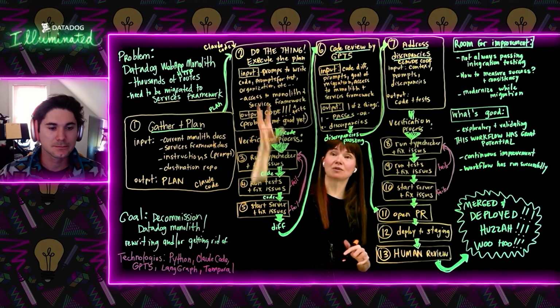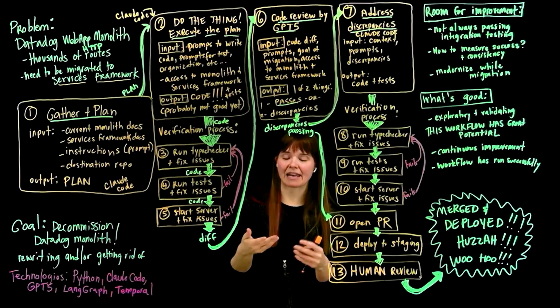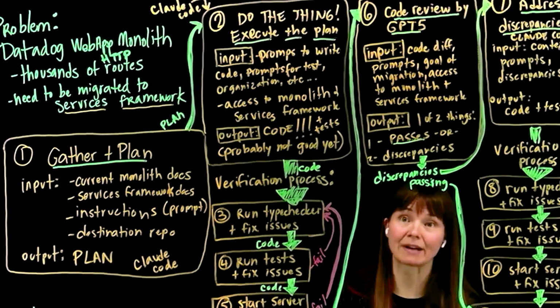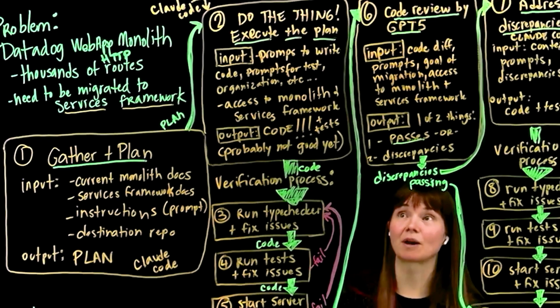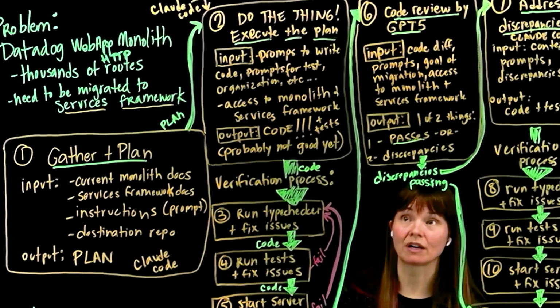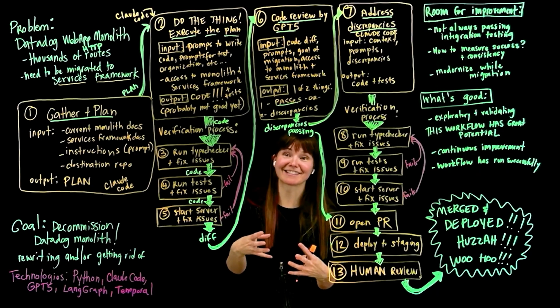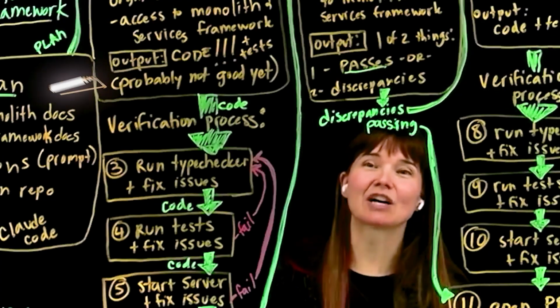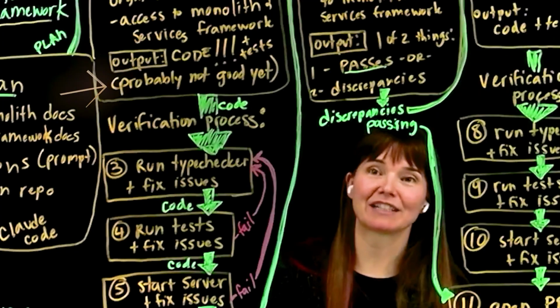So now step two receives that plan, and it also receives prompts to write the code, prompts for writing tests, prompts for directory organization, that sort of thing, lots of prompts. And then it also has access to the monolith itself and to the services framework. And then it outputs the thing. It outputs the code, and tests for that code. But the code is probably not good yet.